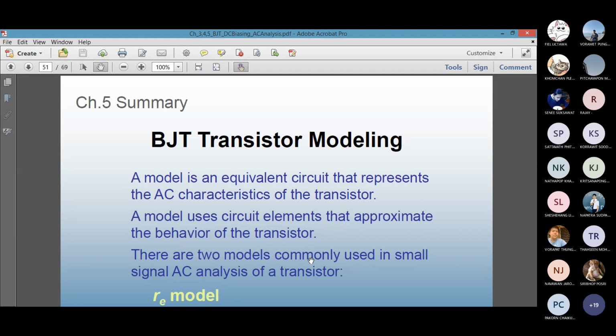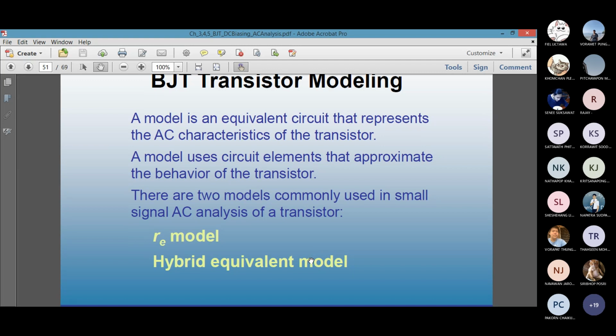After DC analysis, we talked about AC analysis using models. I mentioned three models in the class: the small re model, the hybrid equivalent, and the hybrid pi, which is not shown on the slide, but I talked about it. Hybrid pi is for high frequency applications.